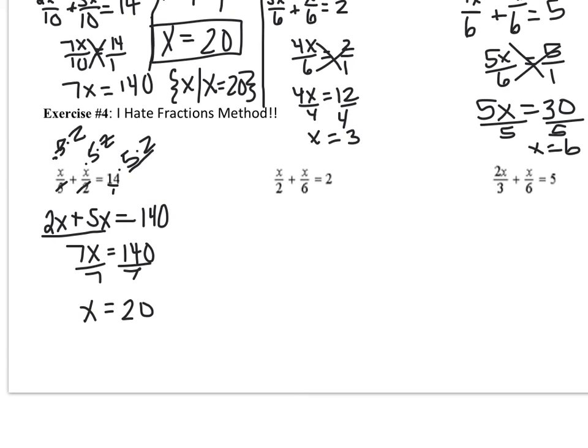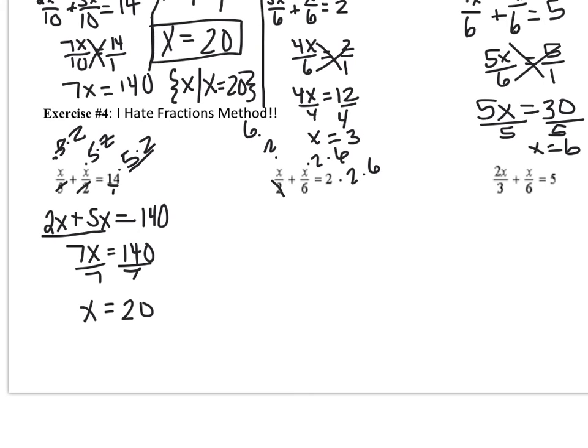In this next one, the denominators we want to get rid of are 2 and 6. So I'm going to multiply this term by 2 and by 6. This term by 2 and by 6. And even this term over here by 2 and by 6.